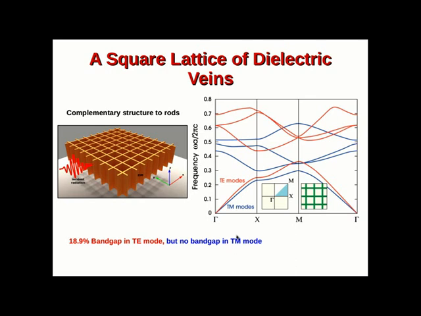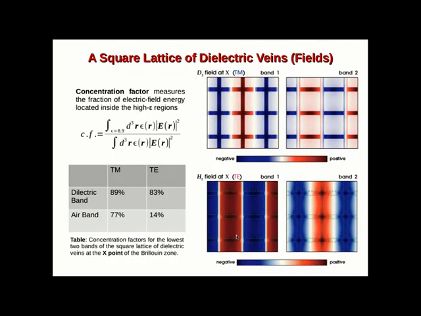Now, if you look at the concentration factor in the case of dielectric veins, you see that the TM mode has a concentration factor of 89% in band 1 and 77% in band 2. The difference between the air band and dielectric band concentration factors is not significant for the TM mode. So it is obvious that the TM mode is not going to have any band gap.